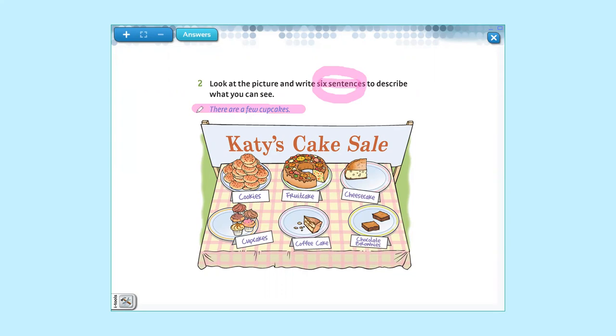There are a few cupcakes. You have here cookies, fruit cake, cheesecake, cupcakes, coffee cake, and chocolate brownies. Look at the images. Look at the portions. And you are going to use the quantifier that you consider convenient, okay?